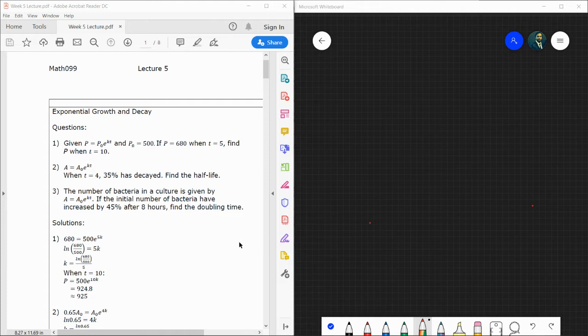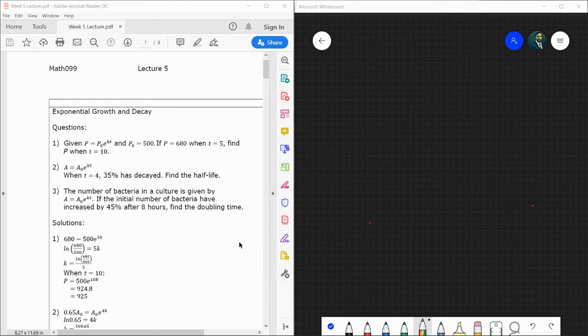Remember, everyone, P equals P naught e to the power kt is the exponential model, growth or decay depending on the value of k. If your k is positive, it's exponential growth. If k is negative, it's exponential decay. Let's do the first problem.